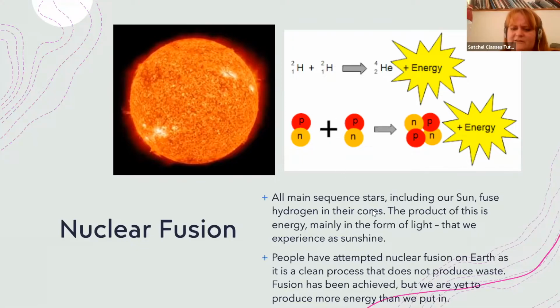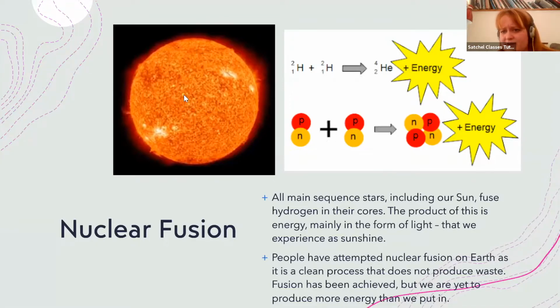So the sun is always fusing hydrogen in its core to form helium. People have attempted nuclear fusion on Earth, and it's a clean process. It doesn't produce any nuclear waste, and it's been achieved. I went to a place in Oxfordshire called Culham, where it's been achieved, but we haven't reached what's known as break-even. We haven't actually got more energy out than we put in. So we're trying to make it a nice clean source, like the sun has, but we haven't achieved it quite yet. But all main sequence stars have nuclear fusion occurring in their core.